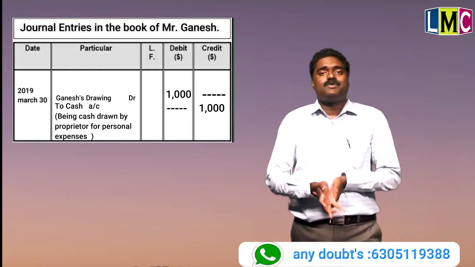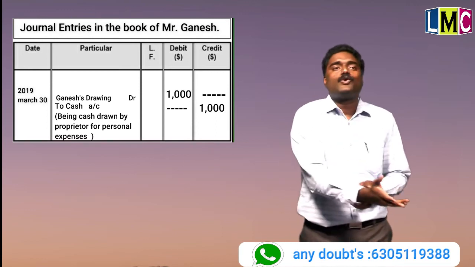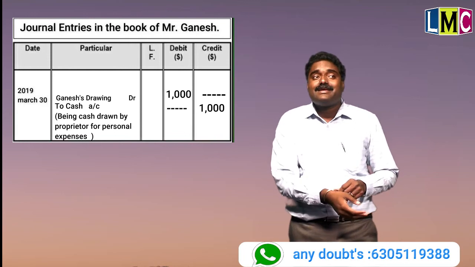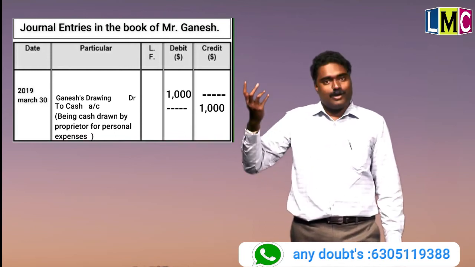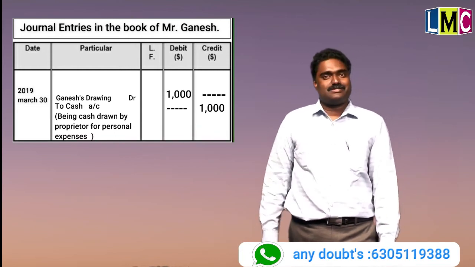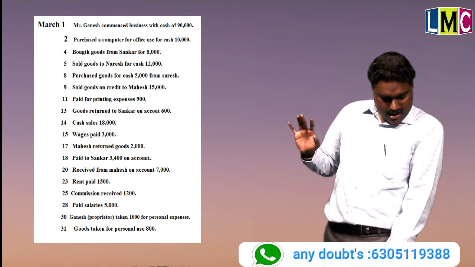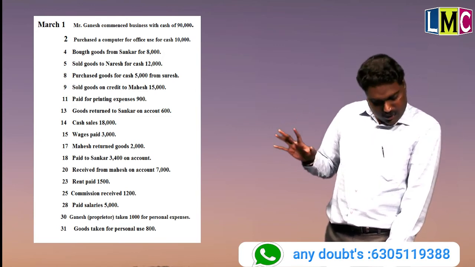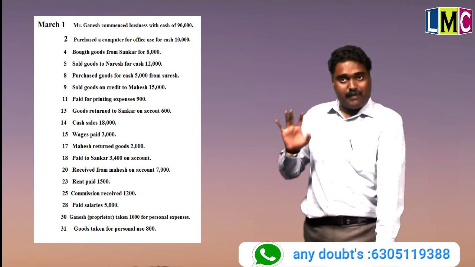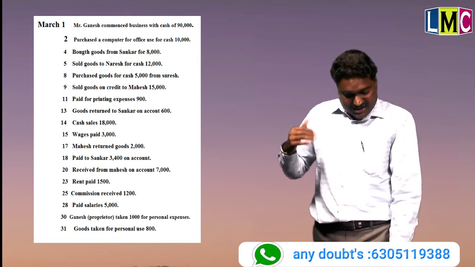Suppose my nature of business is selling cycles. I gift a cycle to one of my friends for his personal use. Then it's for my drawings. So drawings account debtor to purchases account. From goods it will be reduced in that way. Is that clear? It's very important. And next would be goods taken for personal use. So here, on the 30th transaction, March 30th, Ganesh has taken 1,000 rupees for his personal use.